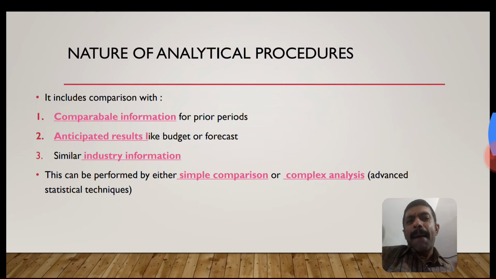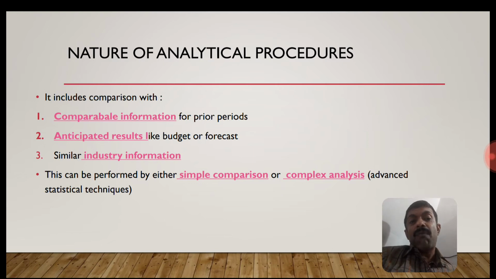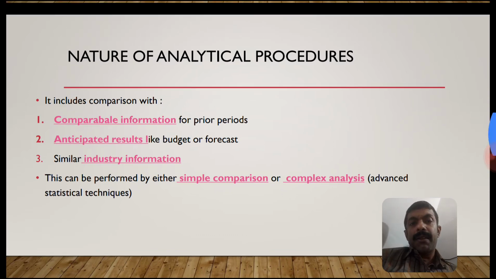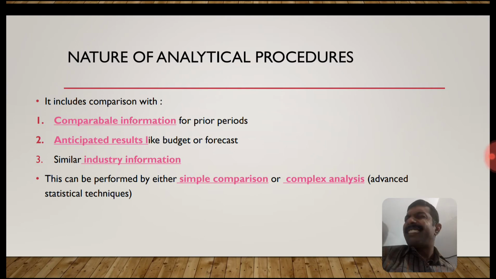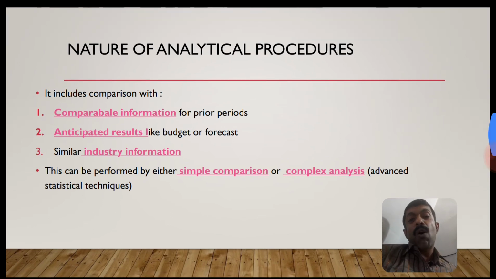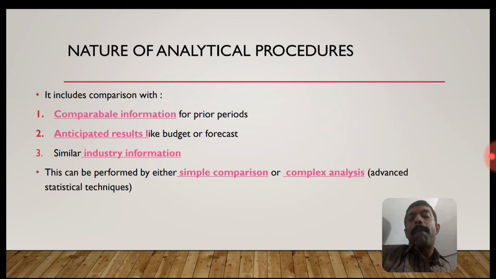Comparison with comparable information for the prior period will be called trend analysis. Comparison of anticipated results like budget or standard or forecast is called the variance study. And the similar industry information is used for inter-firm comparisons. This can be performed either as a simple comparison of two variables which may be related, which may be financial or non-financial, or a complex analysis such as advanced statistical techniques.